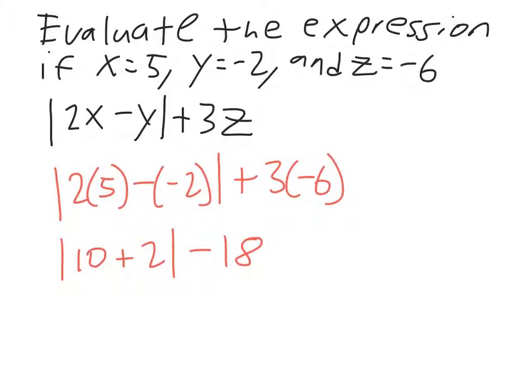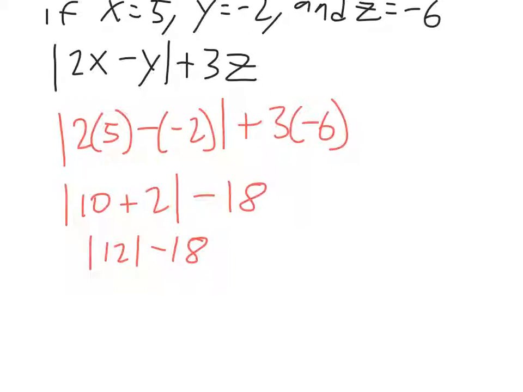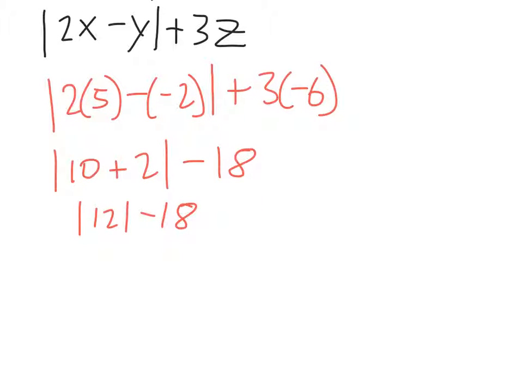So now, inside the absolute value, we have to do the 10 plus 2. So 10 plus 2 will give us the absolute value of 12 minus 18. Move this to give us a little bit of room. Then the absolute value of 12, well, 12 is already positive, so it stays positive. So it just becomes 12 minus 18. 12 minus 18 is negative 6.